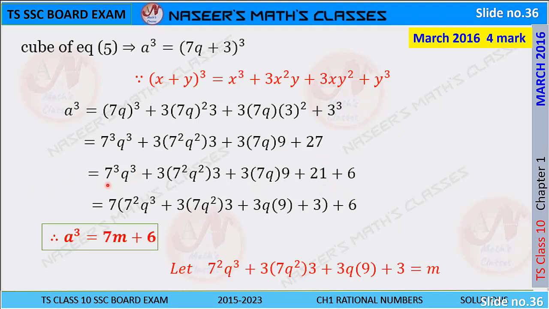And 27 is written as 21 plus 6. And in these 4 terms we can write 7 as common, then we can write it as 7 times of 7 square q cube plus 3 times 7q square times 3 plus 3q times 9 plus 3. Let 7 square q cube plus 3 times 7q square times 3 plus 3q times 9 plus 3 be equal to m. Therefore we can write a cube is equal to 7m plus 6.